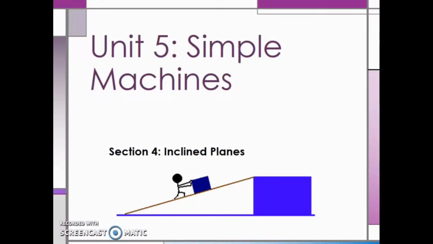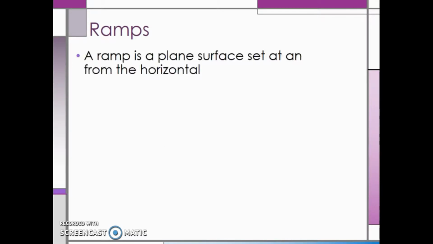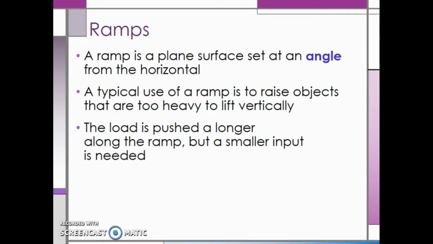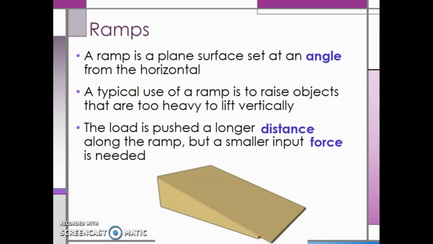The purpose of this section is to familiarize you with inclined planes, screws, and wedges. First, let's talk about inclined planes or ramps. A ramp is a plane or surface set at an angle from the horizontal. A typical use of a ramp is to raise objects that are too heavy to lift vertically. The load is pushed a longer distance along the ramp, but a smaller input force is needed. So the sacrifice here is distance, but the advantage is force.